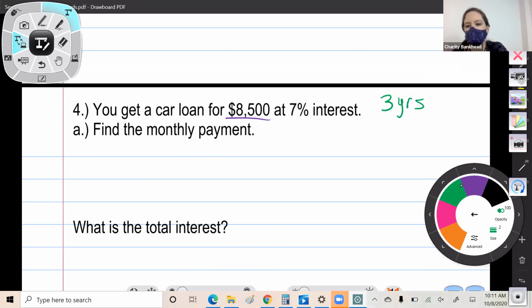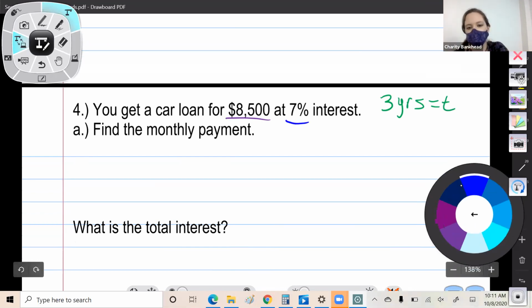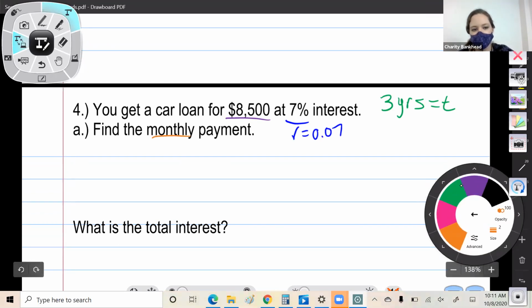All right. R equals 0.07. Okay. And we want to find the monthly payment, so that means N is 12. So 8,500 times R over N.